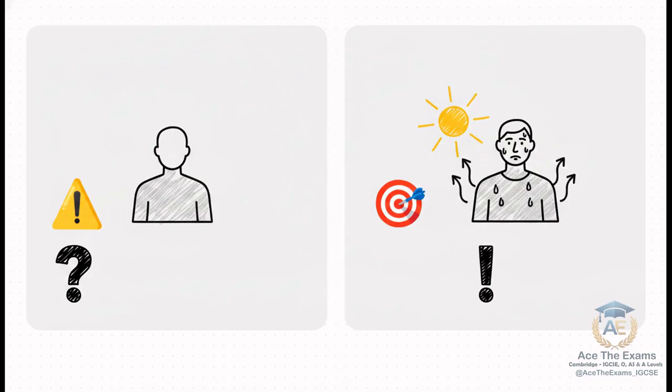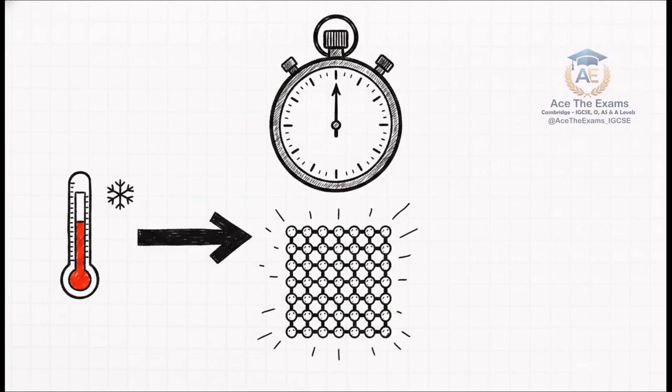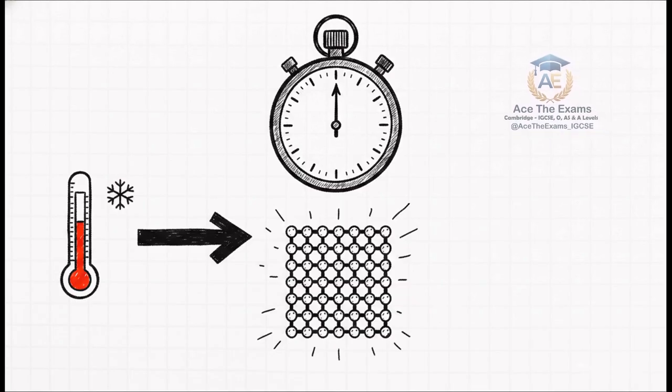Do you see the difference there? Context is king. You have to link it back to the scenario. Let's unpack these top 3 mistakes a little further. Examiners frequently report that students confuse cause and effect when explaining condensation and solidification in terms of particles. You have to be strictly precise with your causal relationships.